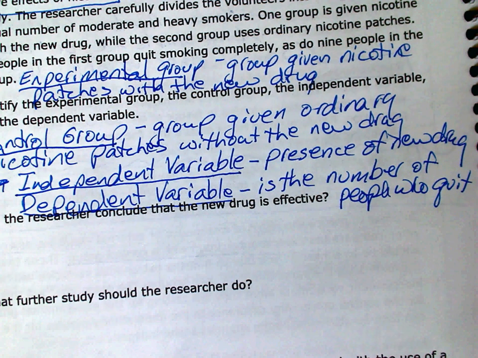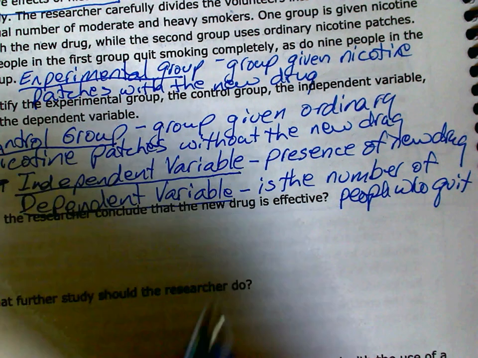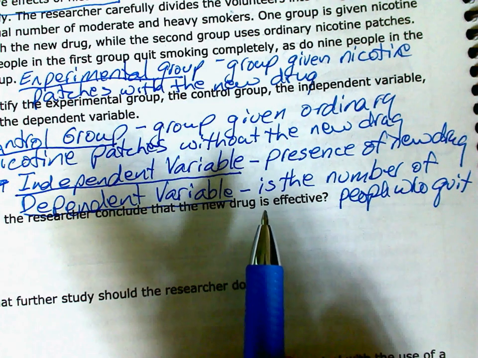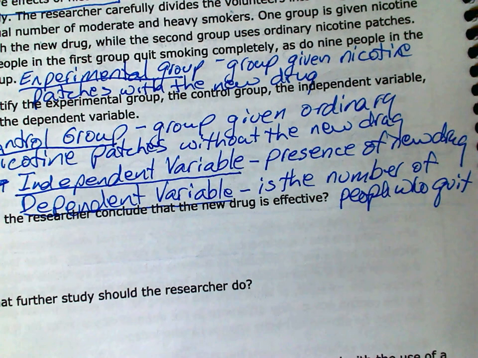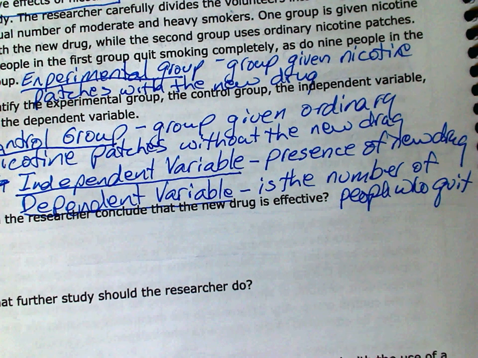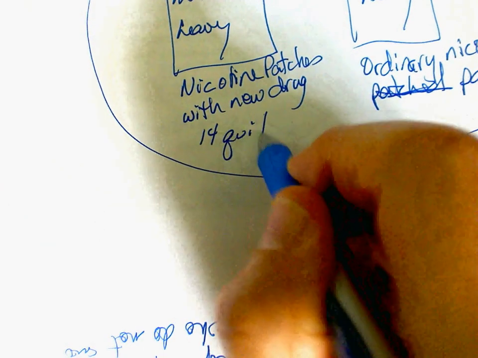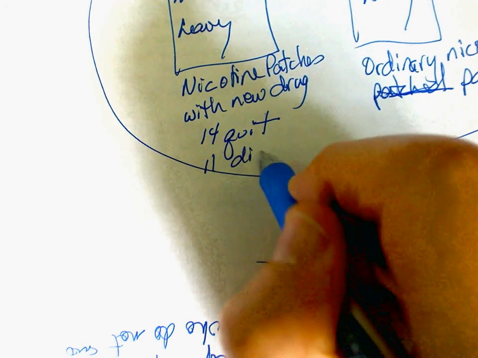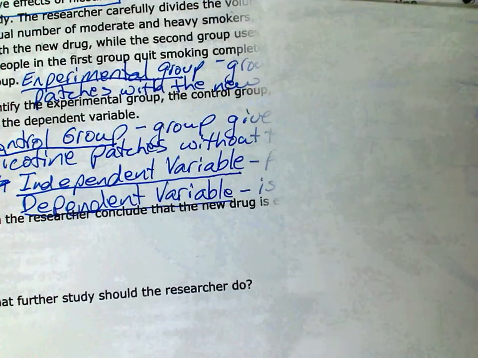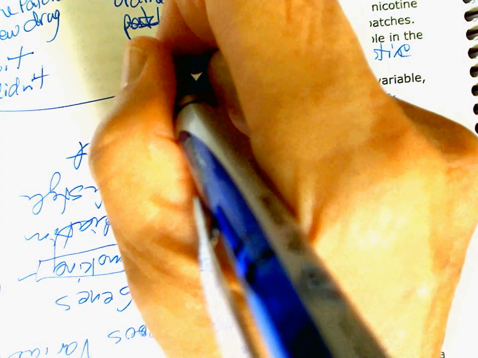Is there something that's hard to read? Okay. Can the researcher conclude the new drug is effective? So what had happened here? One group, 14 people in the first group quit. So 14 quit. That means 11 didn't. 9 people quit in this group. That means 16 didn't.